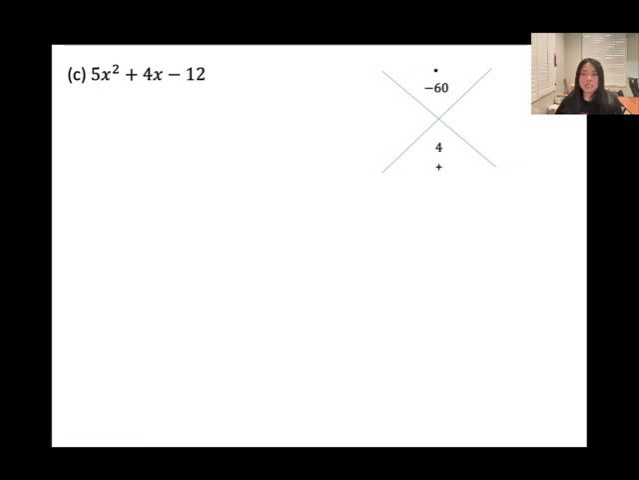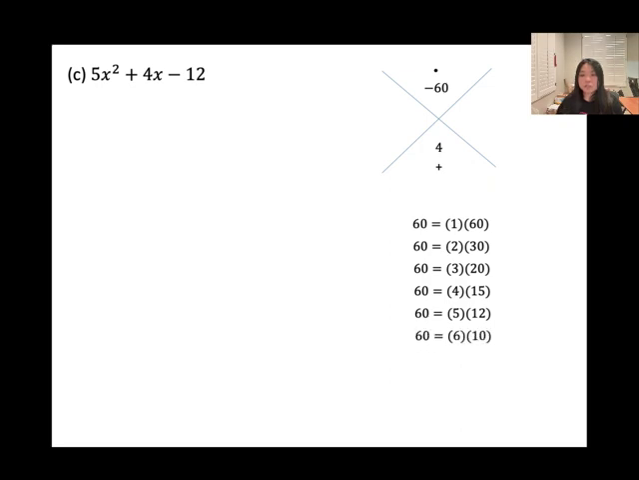So same idea, I need to find two numbers. When they multiply, equal to negative 60. When they add up, that's going to be equal to 4. Okay, if you don't have any idea, you could write it all out. 60 could be 1 times 60, or 2 times 30, or 3 times 20, 4 times 15, and 5 times 12, or 6 times 10. That's it, right? You could see the numbers are going in order, like this.